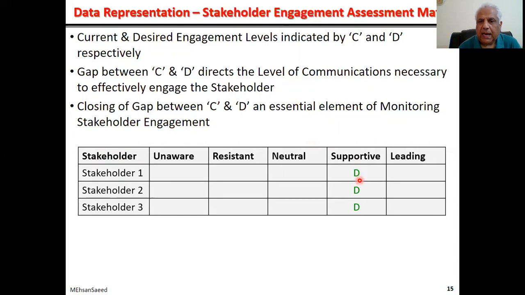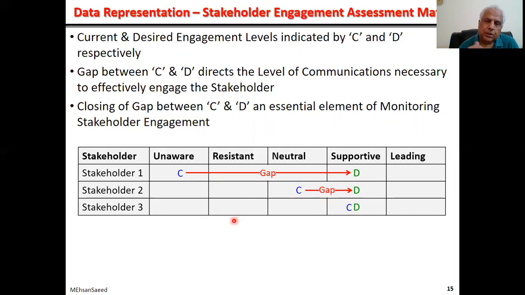And then you find out what is the current state of their engagement level. Given an example, this stakeholder is currently unaware of the project. This stakeholder is sitting on the fence, he's neutral, neither being negative nor being positive. And this stakeholder number three is supportive, as was desired.